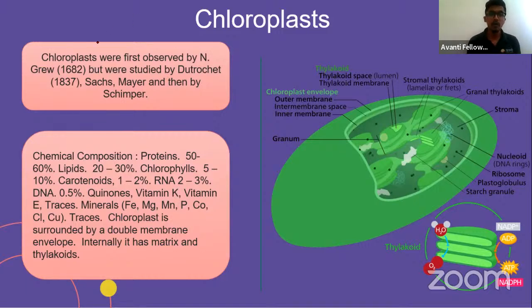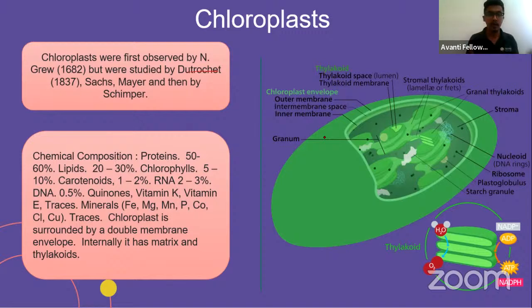Chloroplasts are the sites for photosynthesis, and Neil Grew was among the first to study them, along with Schleiden, Mayer and Dutrochet. They studied this chloroplast. If you remember the structure of chloroplast, you know that chloroplast is double membrane bound.